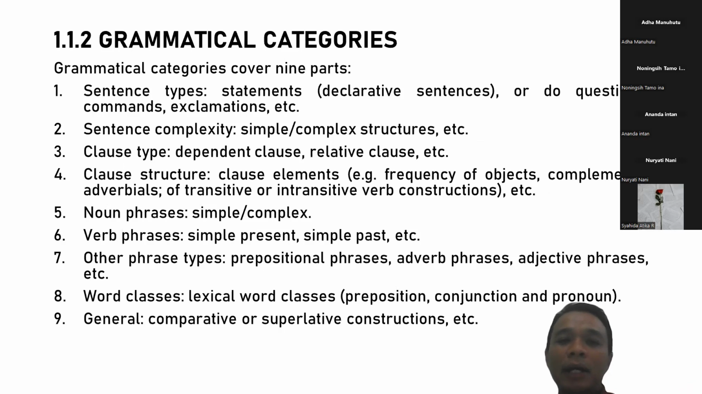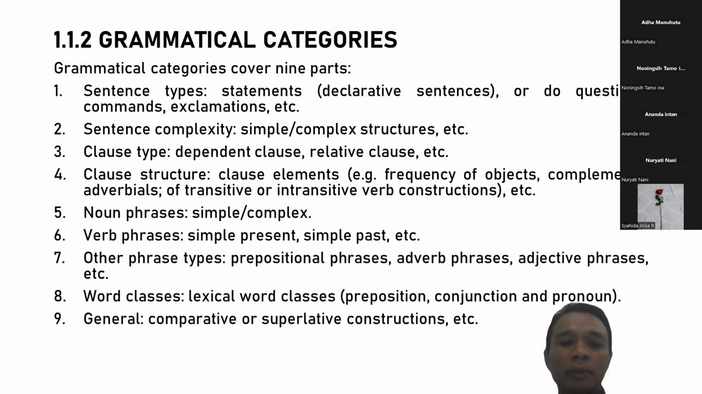Next, okay, we have the grammatical categories. Grammatical categories cover 9 parts. The first one is sentence types. They include statements, declarative sentences, questions, commands, exclamations. Okay. The second one, sentence complexity, simple or complex structures. Which one is simple structure? Which one is complex structures? So please study them well.